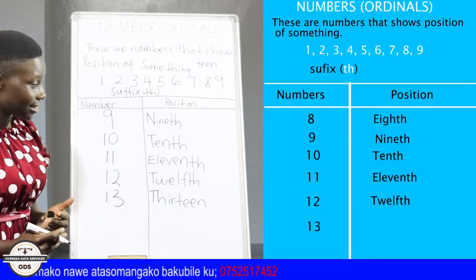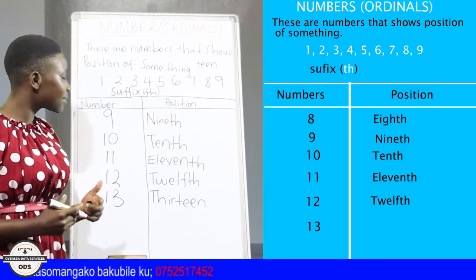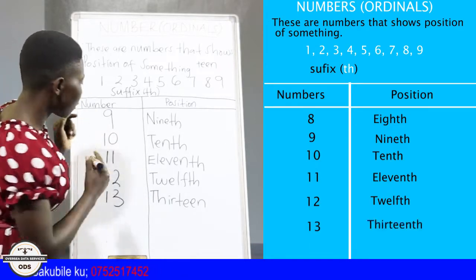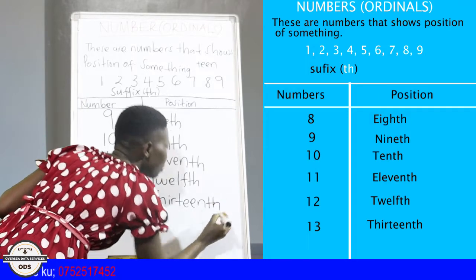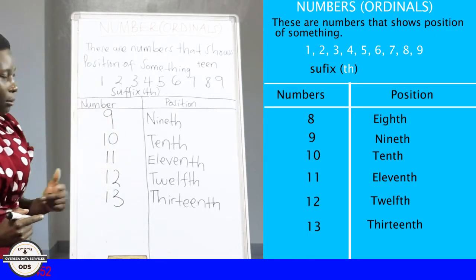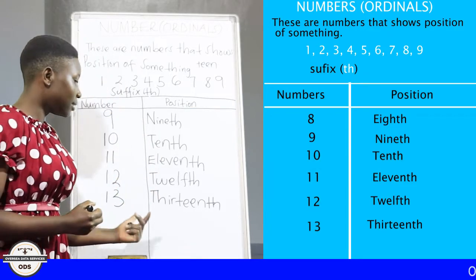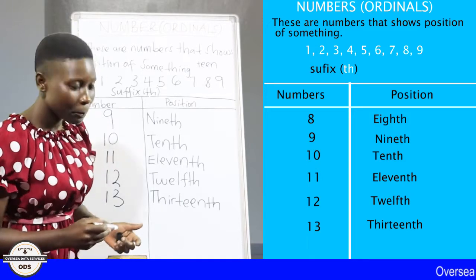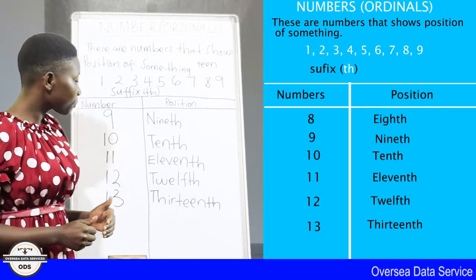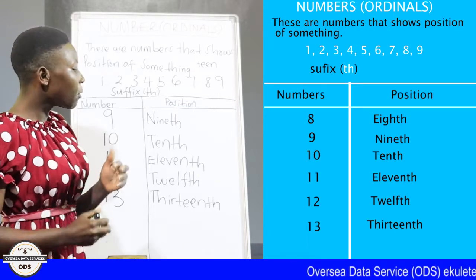Now I'm going to position number 13. How do we position it? I told you we add the TH, our suffix TH. Let us add and we see how we are going to pronounce. We say 13 and we add suffix TH, and the pronunciation changes to 13th. Now it has changed the pronunciation. 13 has changed to 13th.